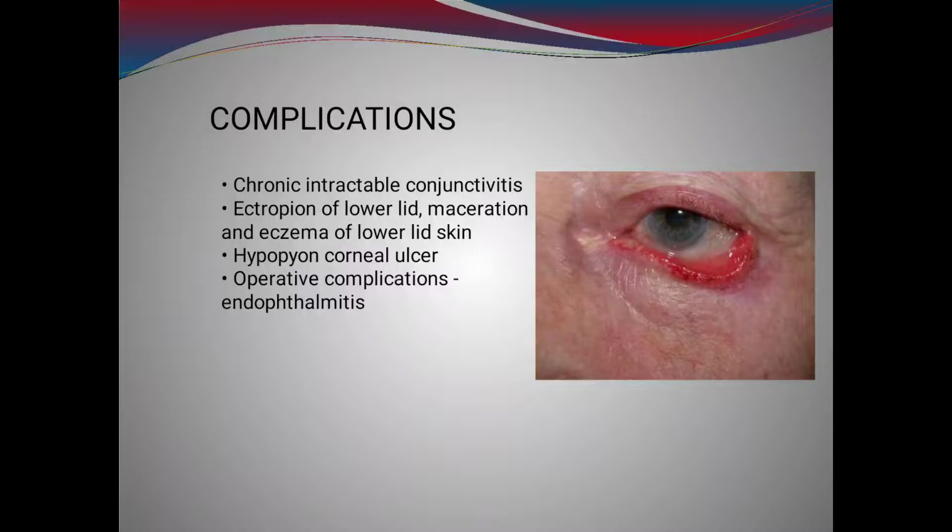So this is very, very important, friends, because in chronic dacryocystitis, especially in patients with mucocele, there is a nidus of infection, a source of infection adjacent to the eye, and this can cause infection in the eye such as corneal ulcer, or suppose this patient gets operated for say cataract, then it can cause endophthalmitis. And the patient will have chronic intractable conjunctivitis because of repeated discharge, and there may be ectropion of the lower eyelid, maceration and eczema of the lower eyelid skin.